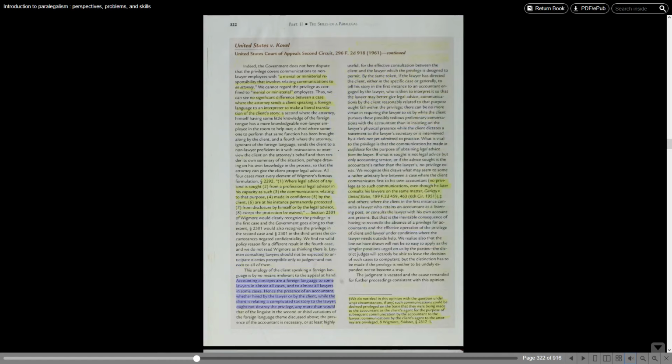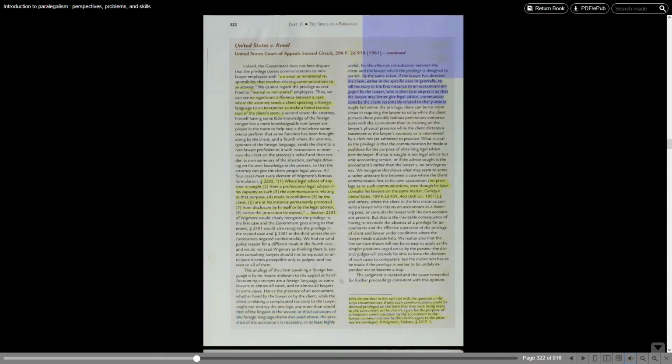Accounting concepts are a foreign language to some lawyers in almost all cases, and to almost all lawyers in some cases. Hence the presence of an accountant, whether hired by the lawyer or by the client, while the client is relating a complicated tax story to the lawyer, ought not destroy the privilege, any more than would that of the linguist in the second or third variations of the foreign language theme discussed above. The presence of the accountant is necessary, or at least highly useful, for the effective consultation between the client and the lawyer, which the privilege is designed to permit.